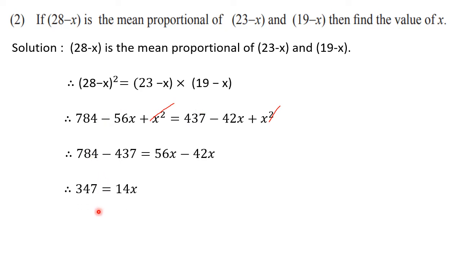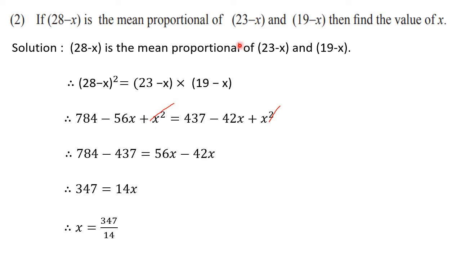So when you subtract, you will get 347 is equal to 14x and therefore x is equal to 347 divided by 14. Okay, so this is the value of x which we can get here. Actually, here if you observe these numbers, you have 19, here you have 23 and here you have 28. Actually this number should come in the middle. This should be the mean proportional of these two. Okay. But in the textbook the question is like that only. That is why I have solved it like this only.